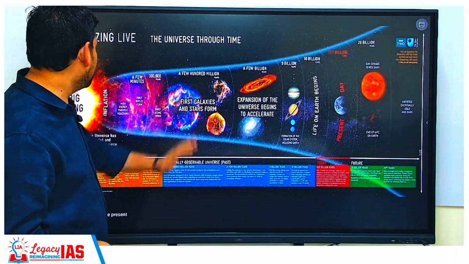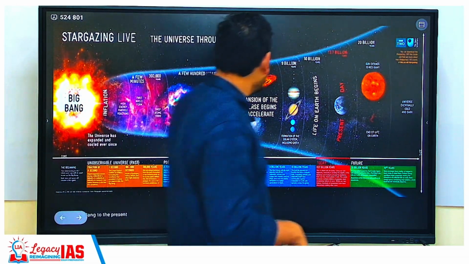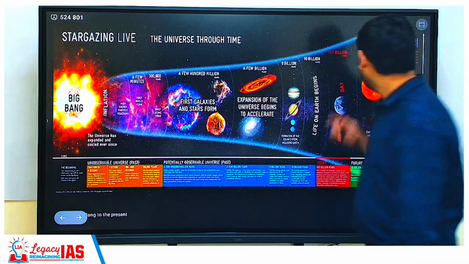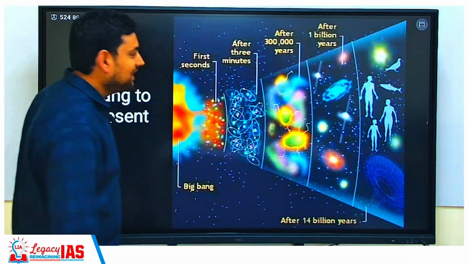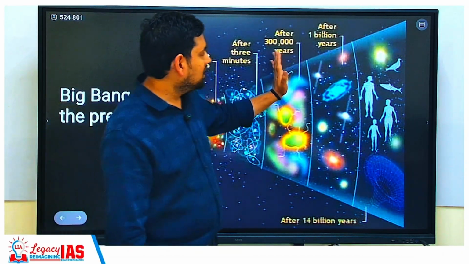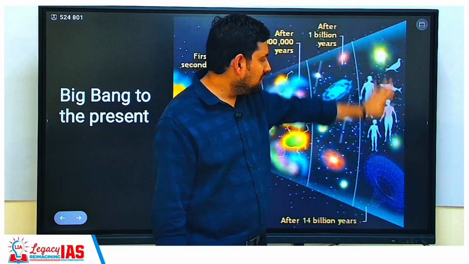Now we get to this that we had seen, from inflation first few minutes to a few 100 million years, some billion years, then formation of sun, and then what we are today. We get back to the same picture. Now the simple picture is very easy to see. First seconds, first 3 minutes, 300,000 years, then 1 billion years, and then eventually us.